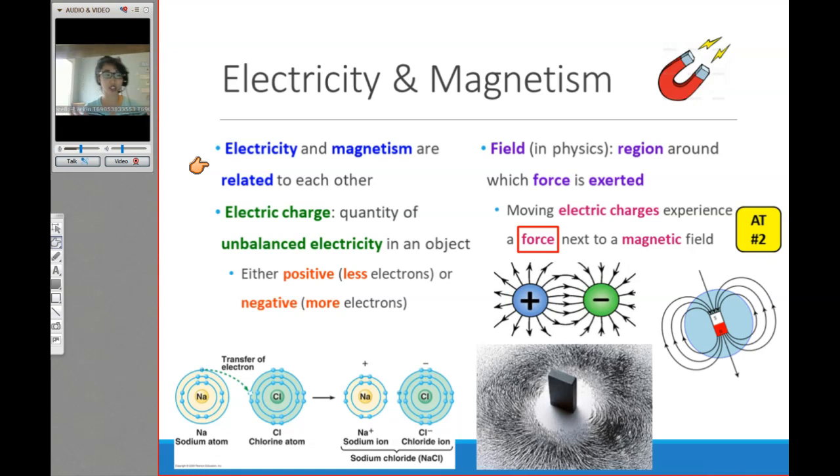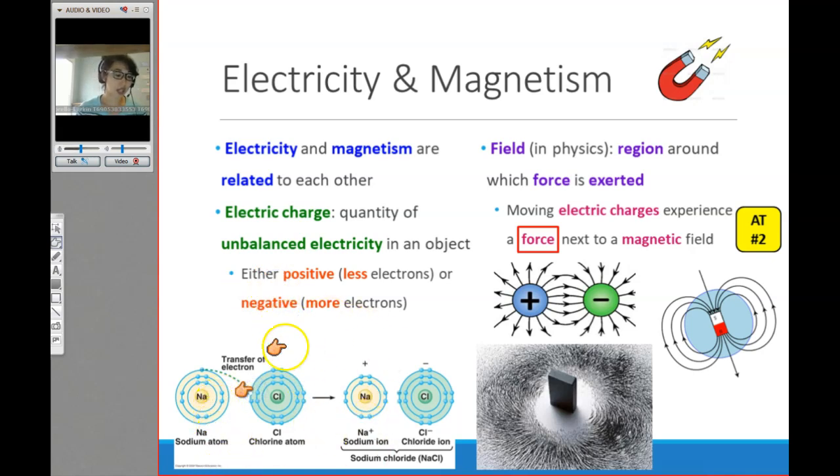This is why we actually learn them at the same time. The reason they're related to each other is because they both have to do with electrons. So electricity kind of makes sense, right? Electricity is due to unbalanced electric charges, right? If you have less electrons, you become more positive. If you have more electrons, you become more negative, right?